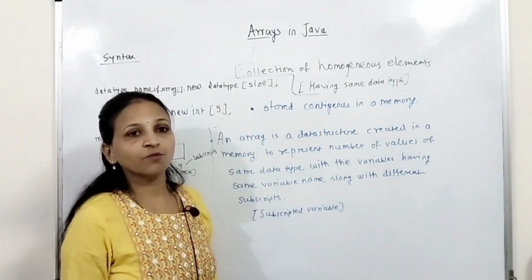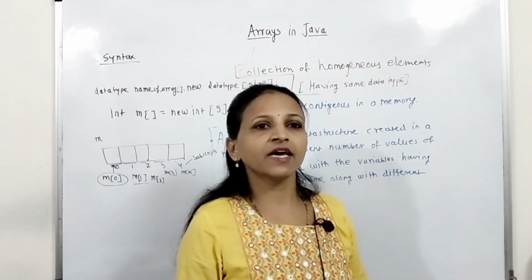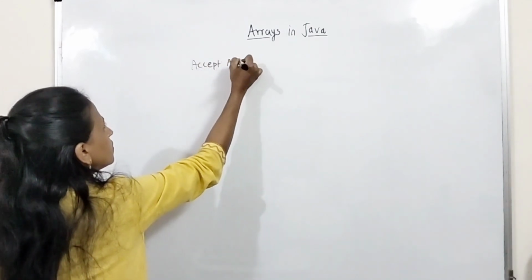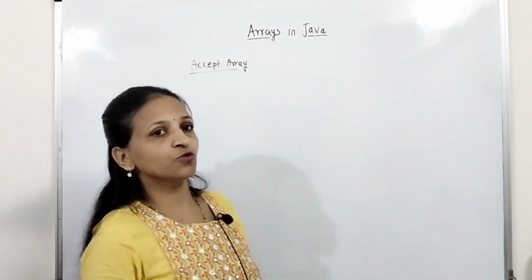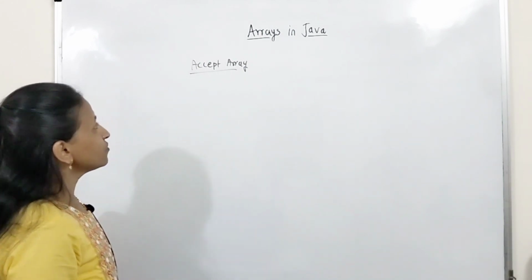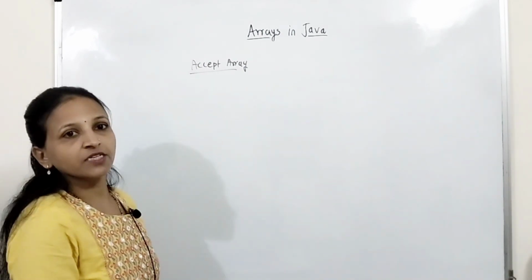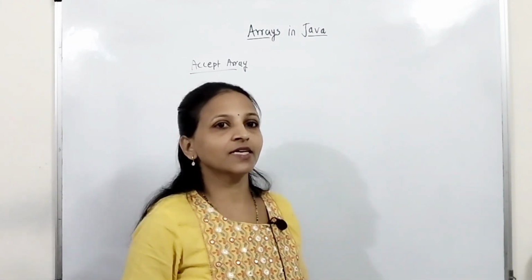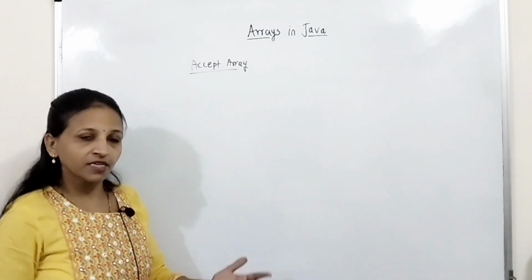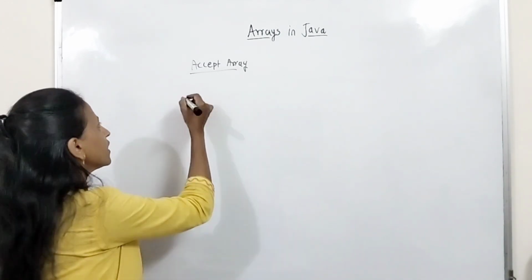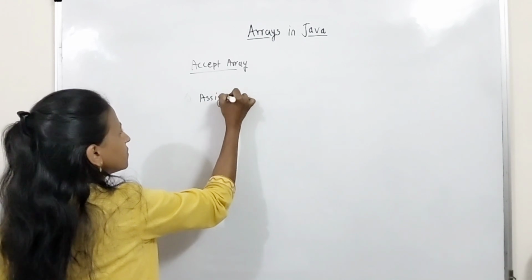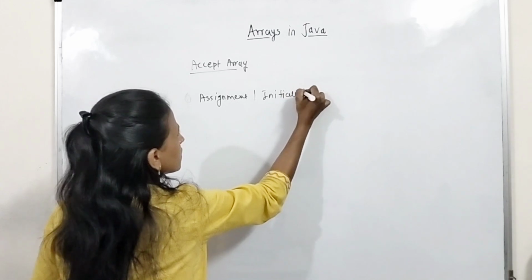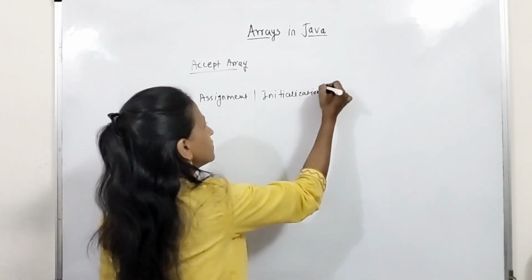Now I am going to explain how to accept an array from the user. There are multiple ways actually. The first way is that you can directly assign array elements while declaring that array. That is assigning or initializing the array at the time of declaration. That is the first way.